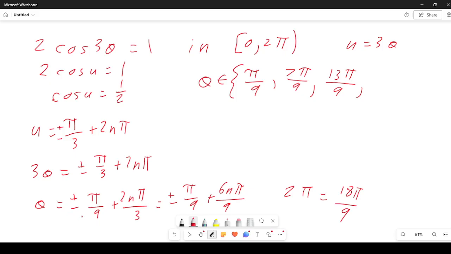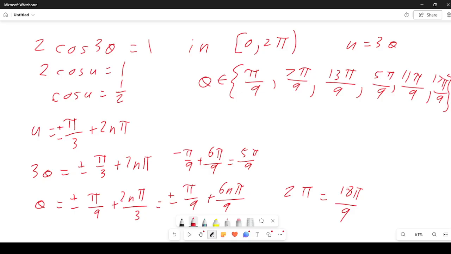Like I said, we also got to deal with the negative. Now, negative pi over 9 is not in there, but if we add 6 pi over 9, that would give us 5 pi over 9. That's all I'm saying. And then we add another 6 pi over 9. We get 11 pi over 9. We add another 6. We get 17 pi over 9. And then after that will be too big, because I made a note here of 2 pi, so that I know not to go past 18 pi over 9.